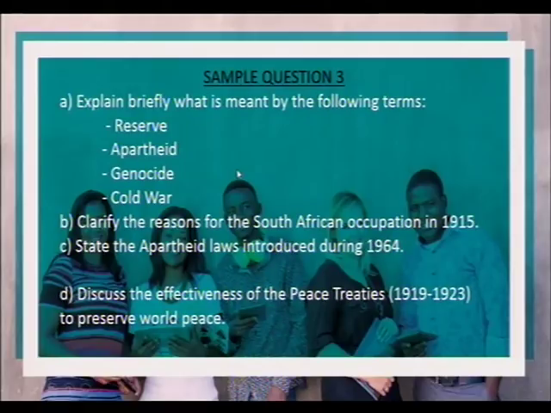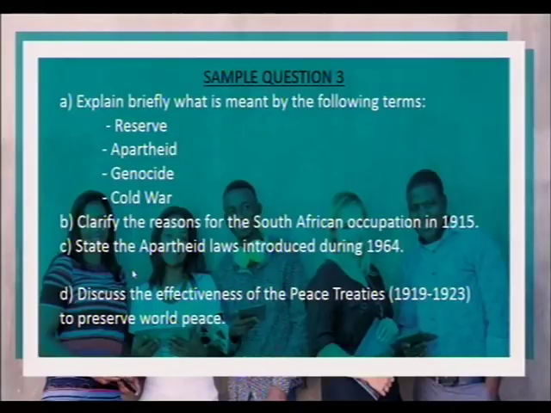Sample questions from the unit can focus on: explain briefly what is meant by the following terms that I've just explained. Clarify the reasons for the South African occupation of Namibia in 1915, and state the apartheid laws introduced in 1964. I've mentioned earlier that the apartheid laws were introduced, so it's important that you know what these laws were.